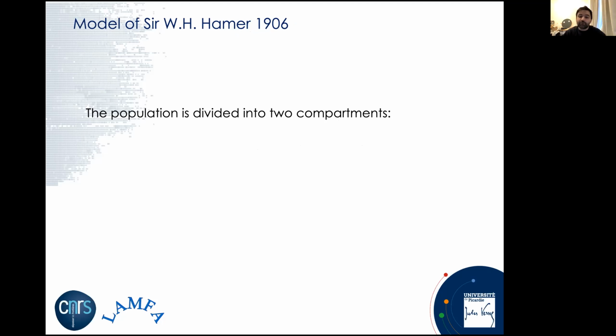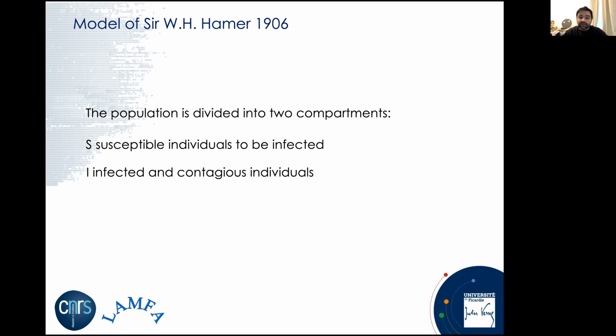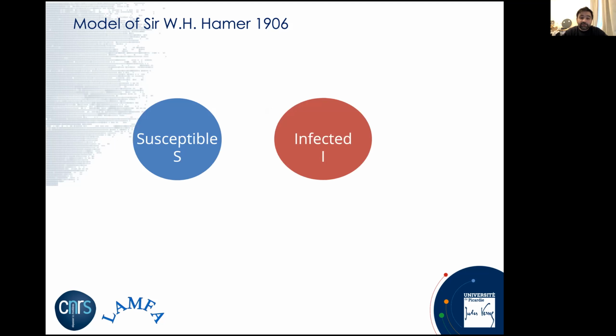He chose 2 compartments. You will see again some words you heard today. He said, you have to split the population in 2 parts: the susceptible individuals, which means the individuals who can become infected, and the infected individuals who are contagious. So it's split only in 2 parts. You have these 2 groups, and the question was how you go from susceptible to infected.